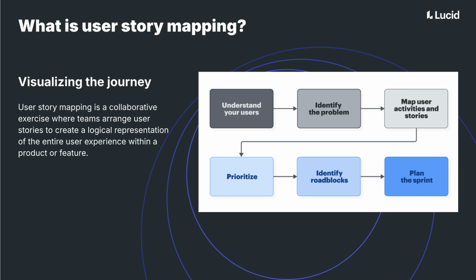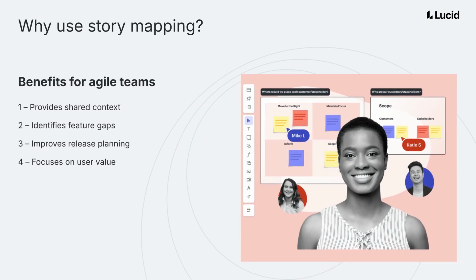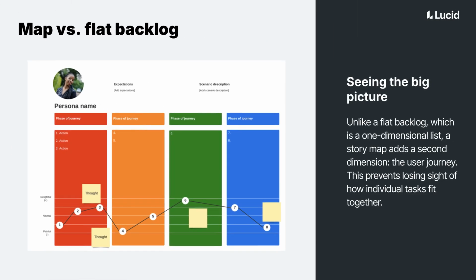It is a collaborative exercise where teams arrange user stories to create a logical representation of the entire user experience within a product or feature. Why should teams use user story mapping? It provides shared context, helps identify feature gaps early, improves release planning, and ensures the team stays focused on delivering actual user value. Let's look at user story mapping versus flat backlog.